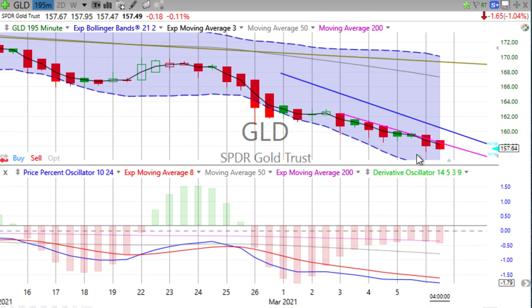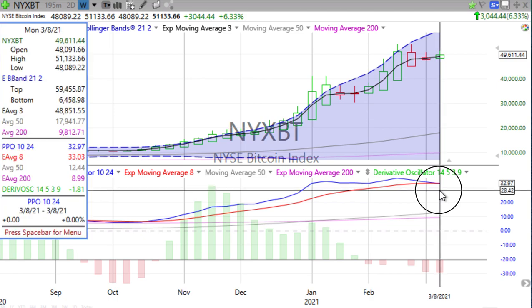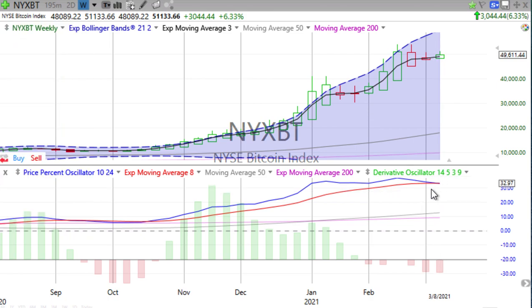Half-day chart, what do we see there? Down in the morning and not quite so down in the afternoon. Derivative oscillator gaining momentum. Things are looking good. Okay, lastly, we go to Bitcoin. Bitcoin up for the day 6.33%. What's that about? Starting the week off with a green up candle. But look what's happening. Trying to cross through.